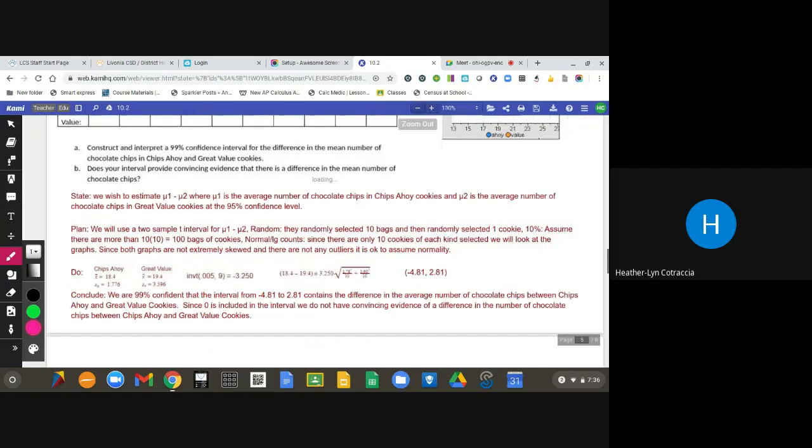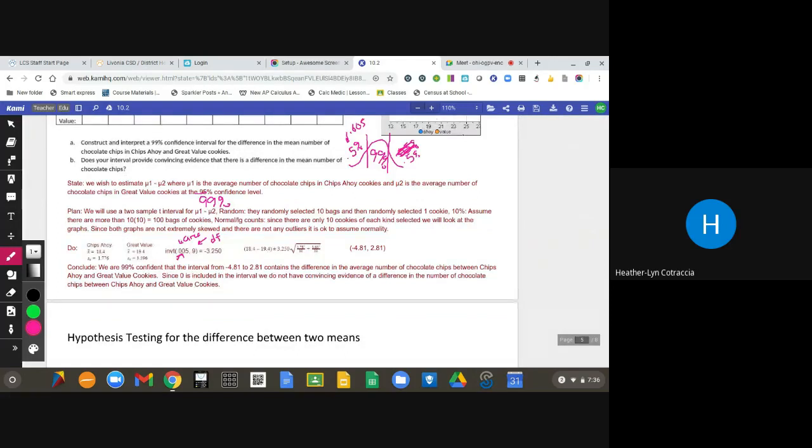Now, there is something about that interval that you should notice. 0 is included in that interval. So conclusion, we are 99% confident that the interval from negative 4.81 to 2.81 contains a true difference in the average number of chocolate chips between Chips Ahoy and Great Value cookies. Since 0 is included, we do not have convincing evidence of a difference. So if 0 is ever included, then you do not have convincing evidence of a difference. Basically saying you subtract one from the other, you get 0. There's no difference between the brands of chocolate chip cookies.